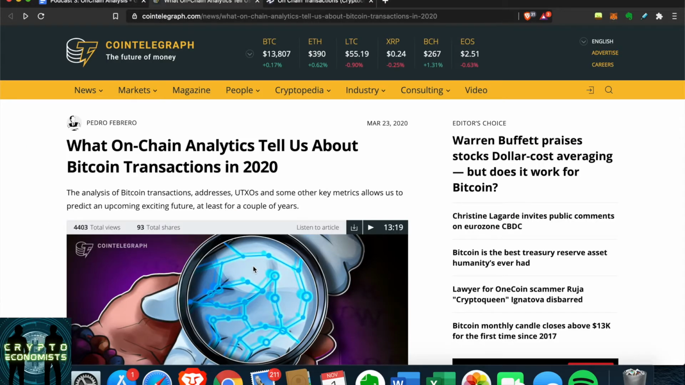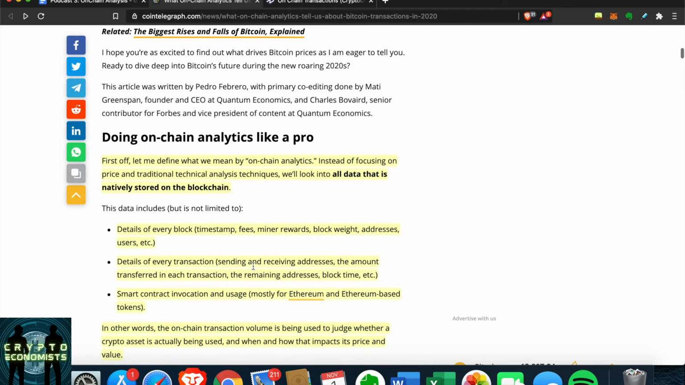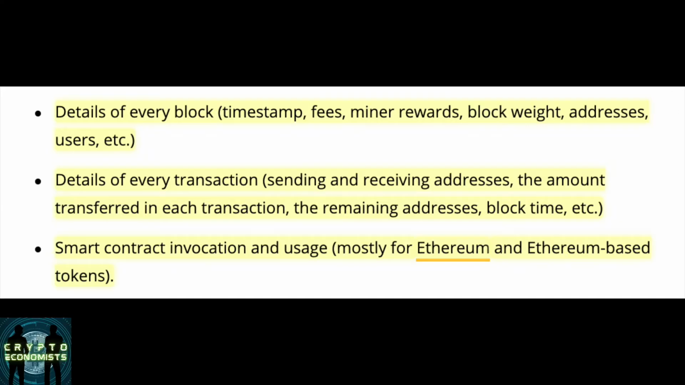All right, so what does on-chain analytics tell us about Bitcoin transactions? On-chain refers to all data that is natively stored on the blockchain. It tells us about the security, verifiability, transparency, and instantaneous issues on the blockchain. So it includes details of every block, details of every transaction, and smart contract invocation and usage.